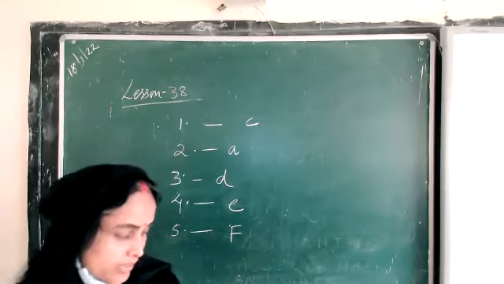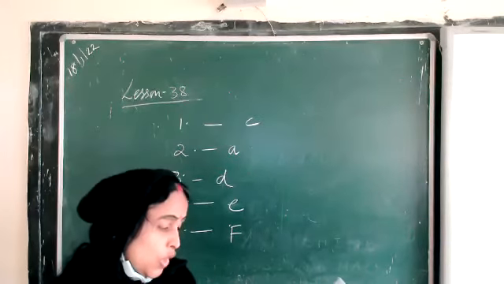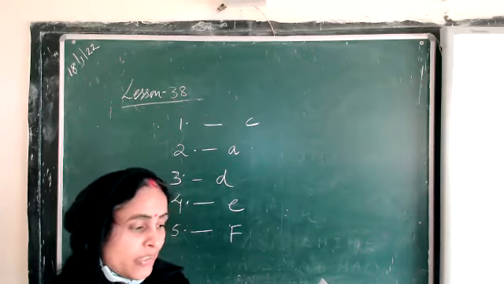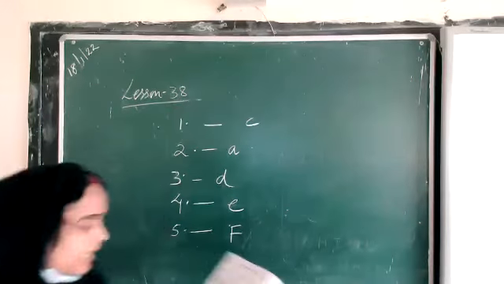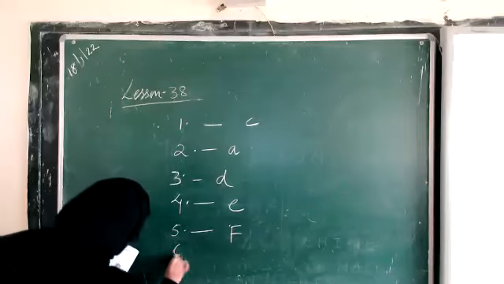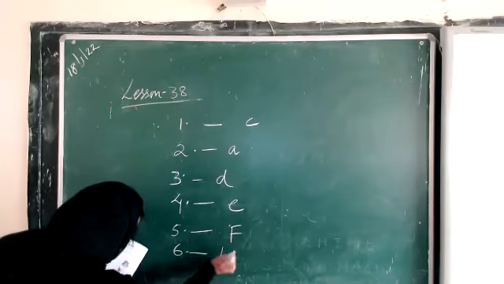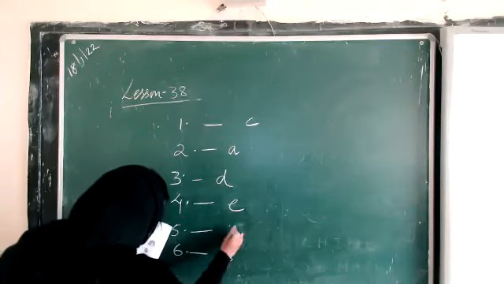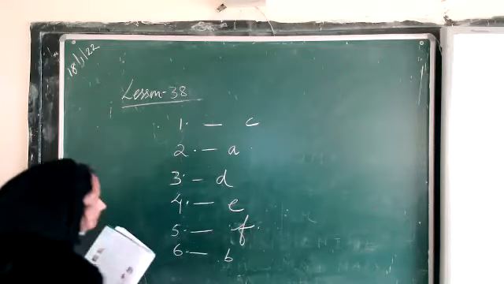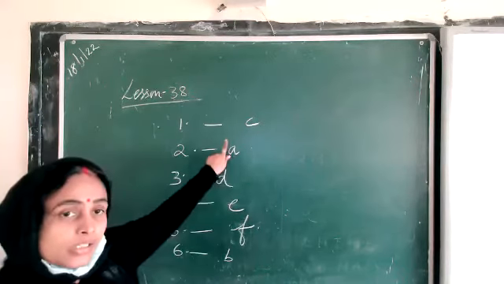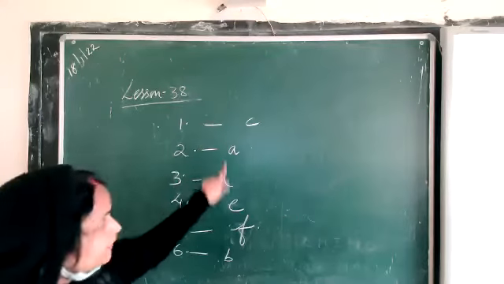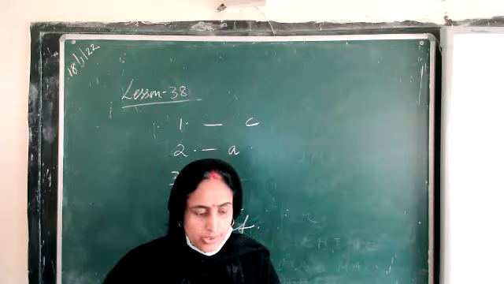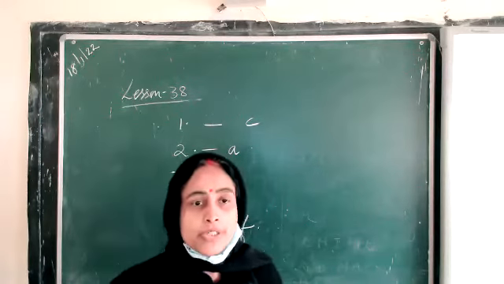Next, sixth one, Louis Braille. What is that? Braille. So that is the sixth one, it is B. And this one is F. Understand? Clear? All of you have written? All of you have matched? Okay, good.